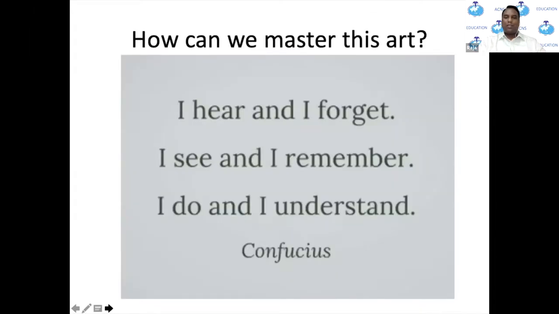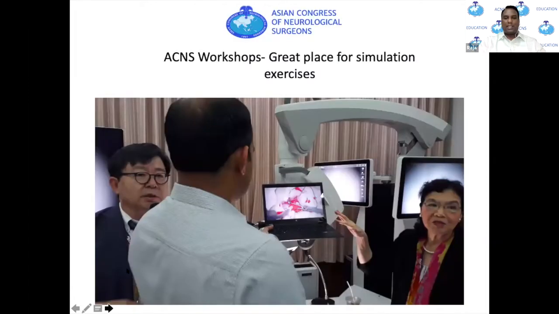So how can we master this art of handling intraoperative rupture? According to the great Confucius, he said: I hear, I forget; I see, I remember; and I do, I understand. Now, this is very important. Unless you do, you won't understand. So simulation techniques are great.